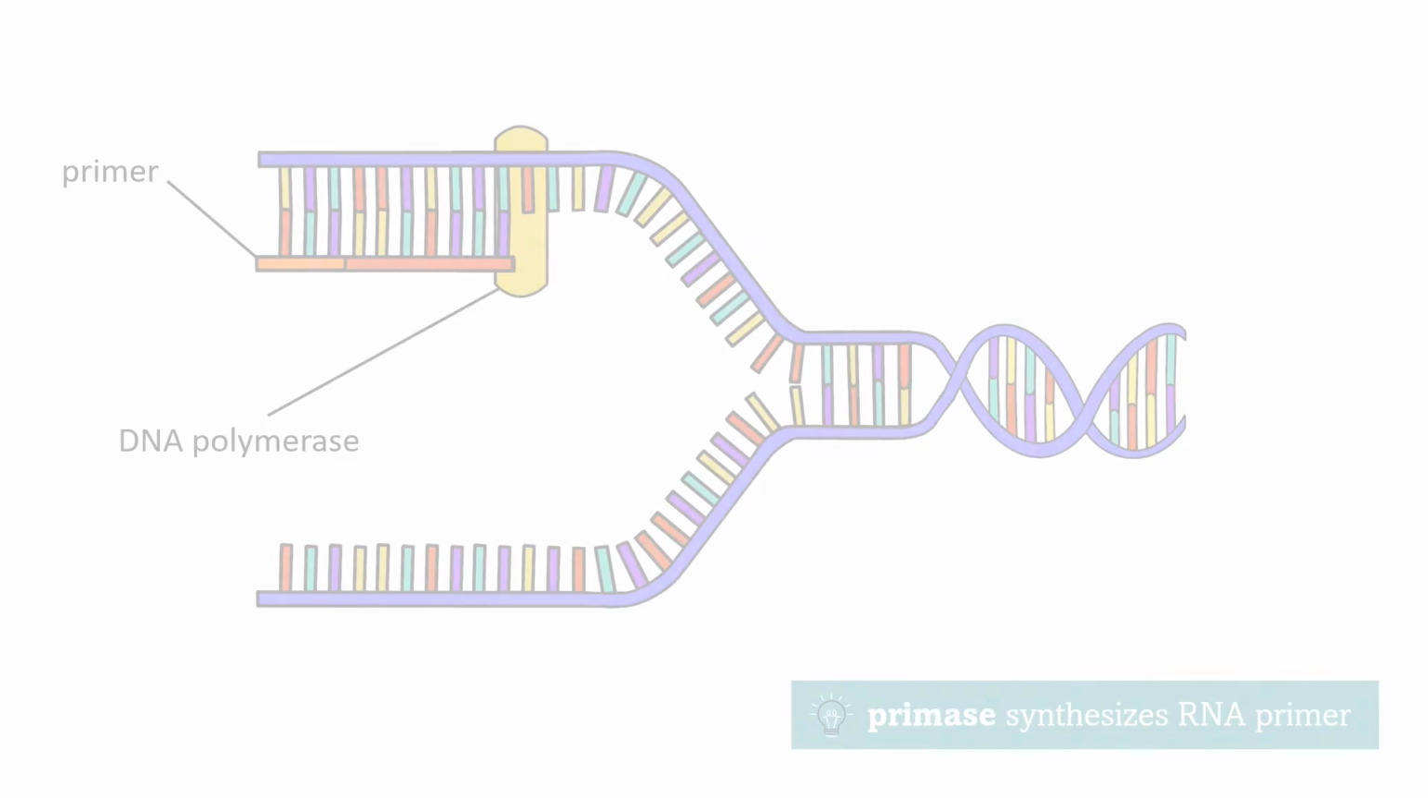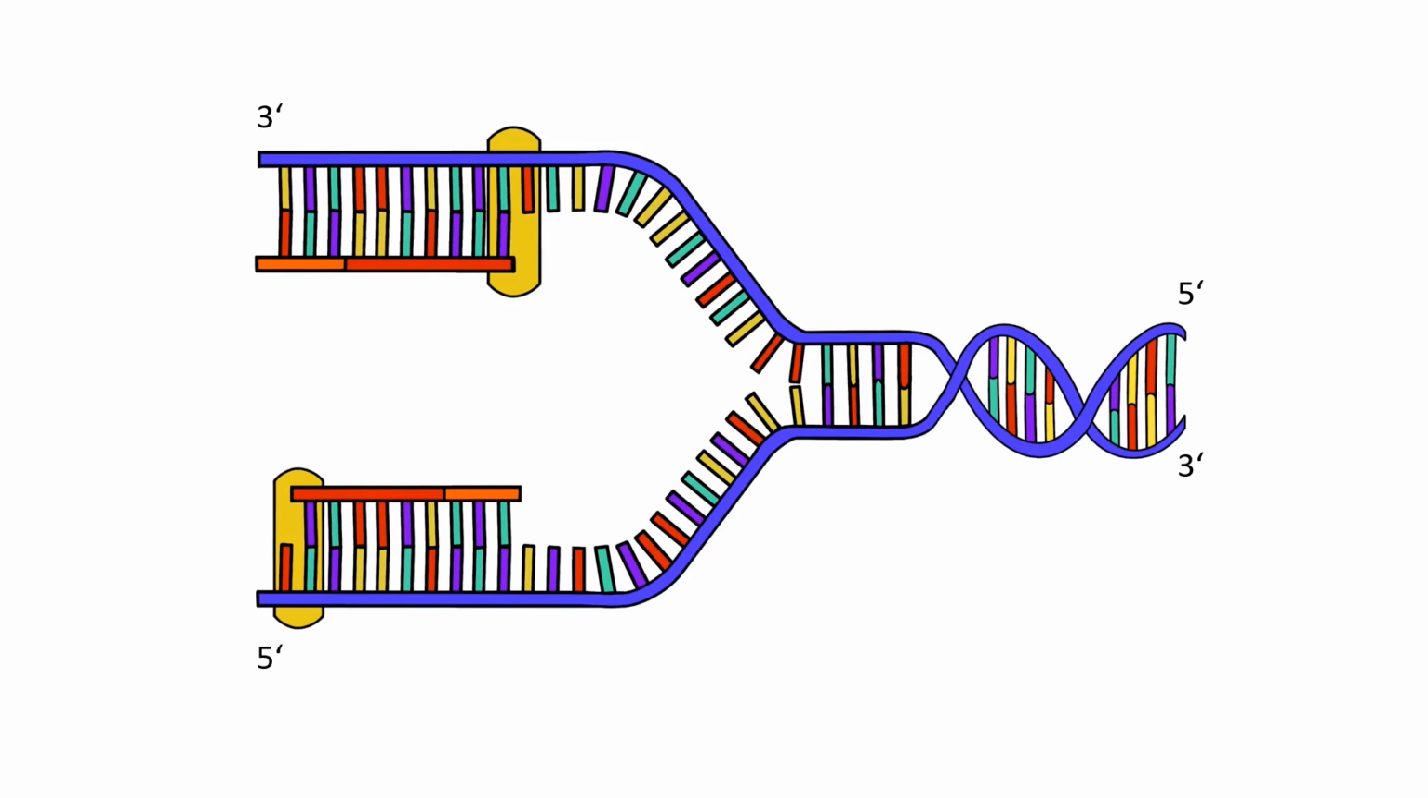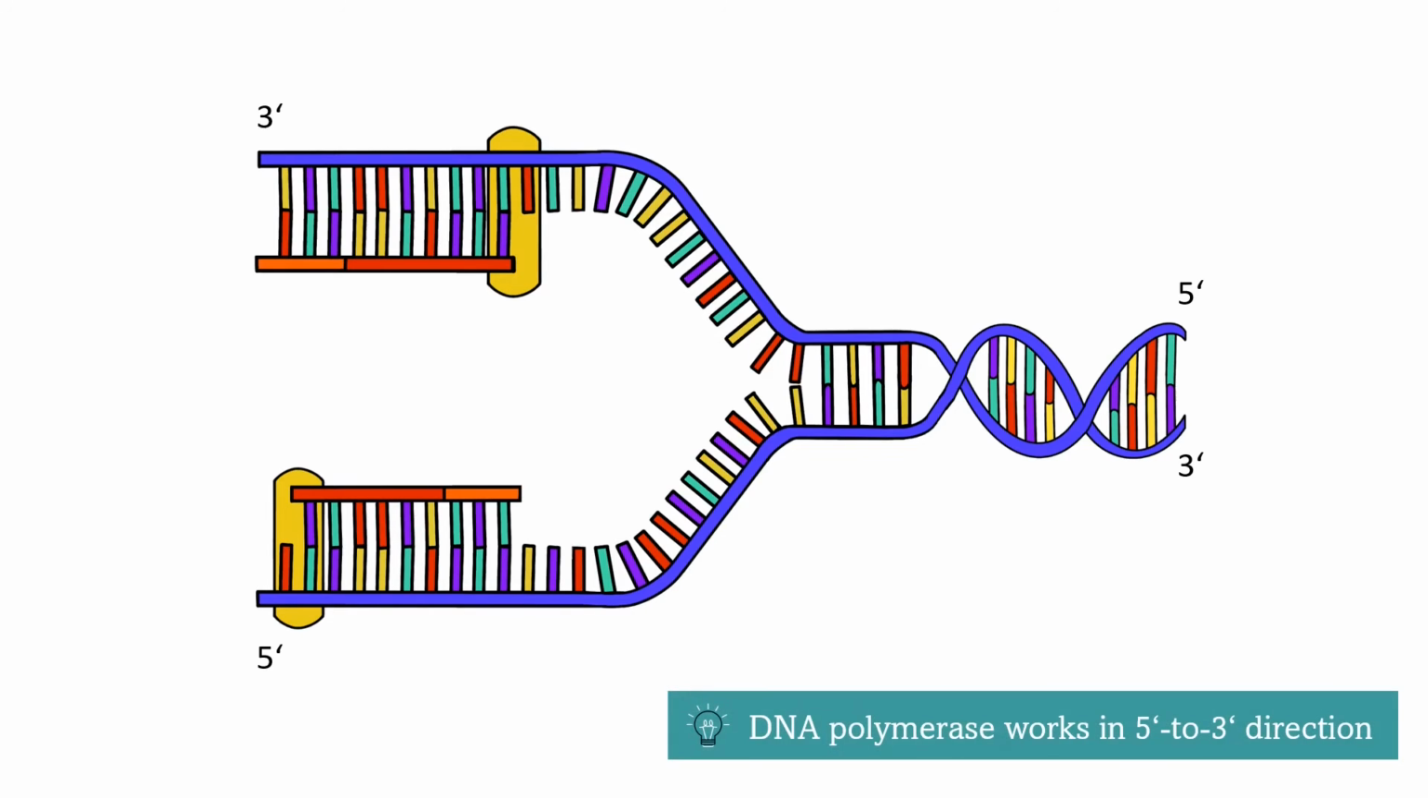Another problem is that DNA polymerase can synthesize the new DNA strand in the 5' to 3' direction only. Because the two DNA strands are antiparallel, each strand is going to be synthesized in a different manner. One is going to be synthesized continuously, as the DNA polymerase will simply move in the 5' to 3' direction, and we refer to this strand as the leading strand.